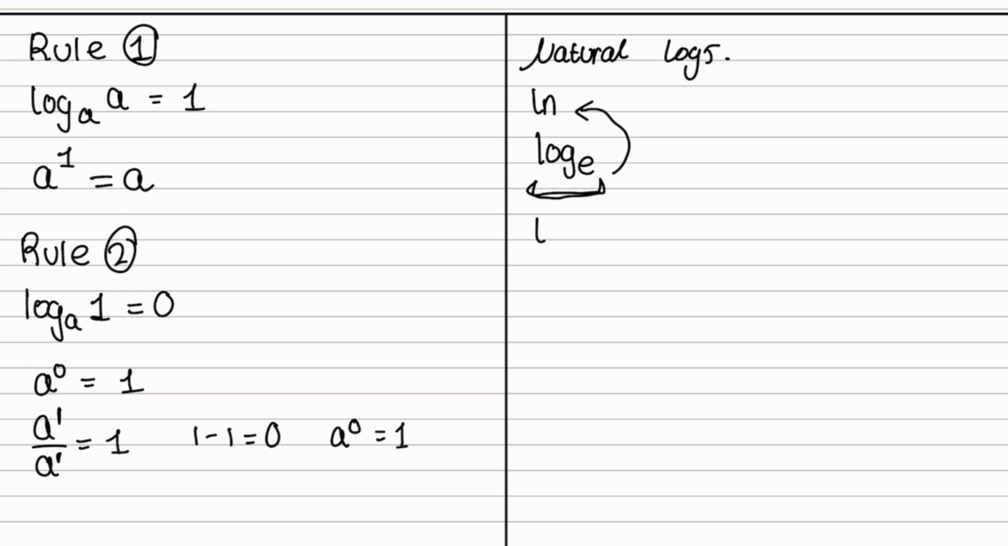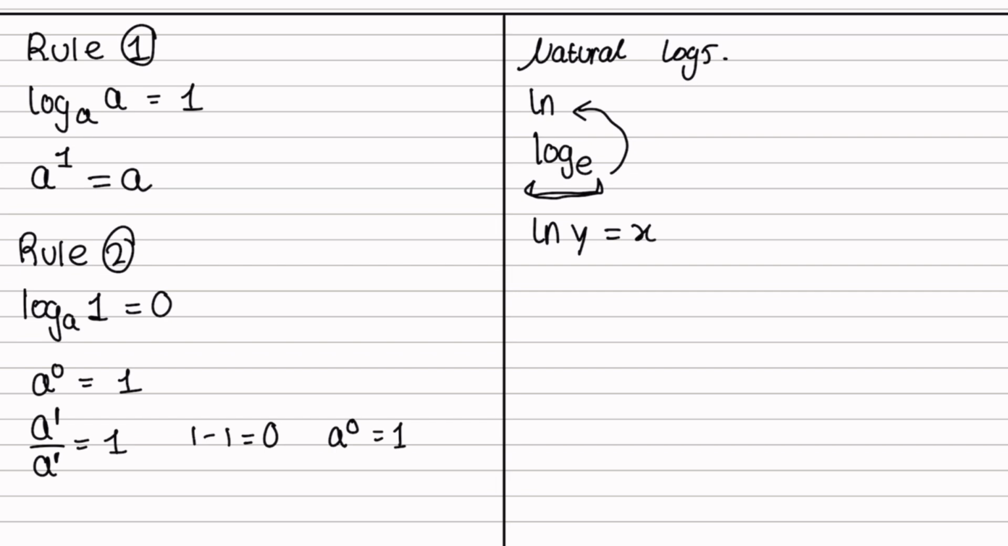Okay, so when I tell you ln of y, that means that it was log of y to the base e, but I'm not going to write it for you. I'm just going to write ln y is equal to x, and that means that the base was e. And if, for example, I want to apply the rules 1 and 2 to it, that means that I have ln e, because I know the base was e, and ln of 1 is equal to 0. Okay, it also applies.